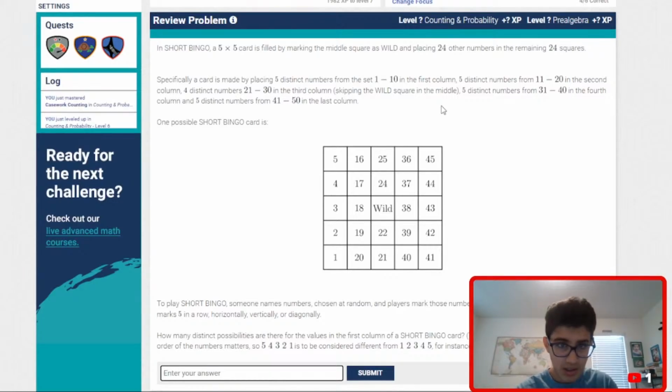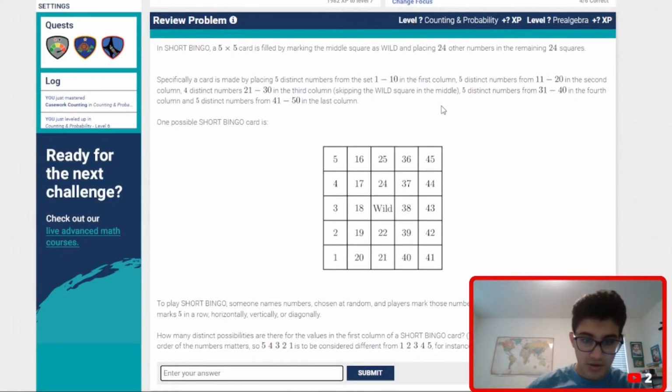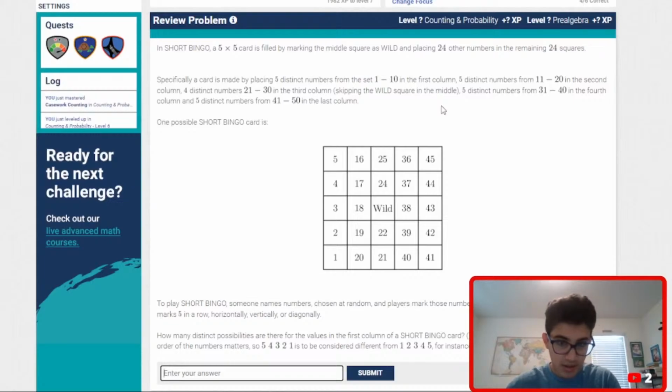Specifically, a card is made by placing 5 distinct numbers from the set 1 through 10 in the first column, 5 distinct numbers from 11 through 20 in the second column, 4 distinct numbers, 5 distinct numbers, and then 5 distinct numbers again. Okay, makes sense. One possible short bingo card is this. To play short bingo, someone names numbers chosen at random and players mark their cards. A player wins when he makes 5 in a row, horizontally, vertically, or diagonally.